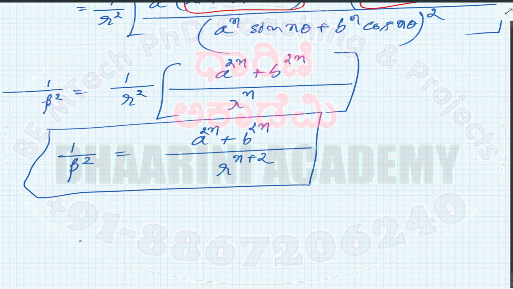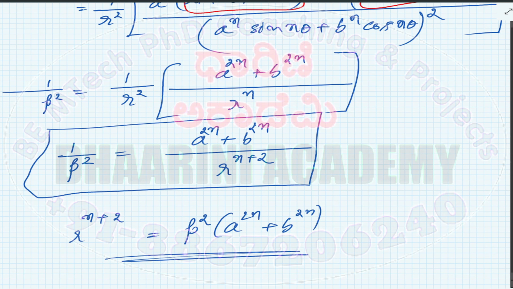So in that case you can try to write the Pedal equation in this format. r to the power n plus 2 is equal to p square into a to the 2n plus b to the 2n. Maybe this could be the other format.